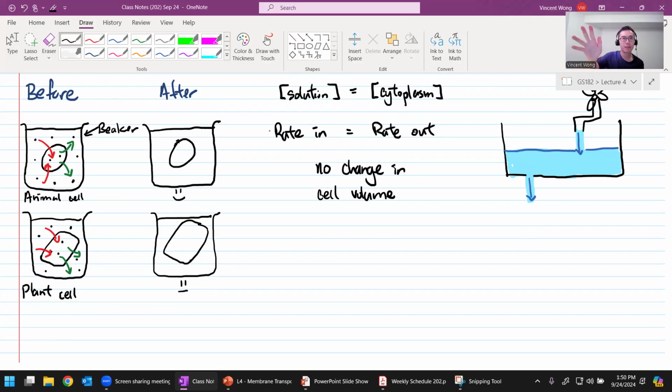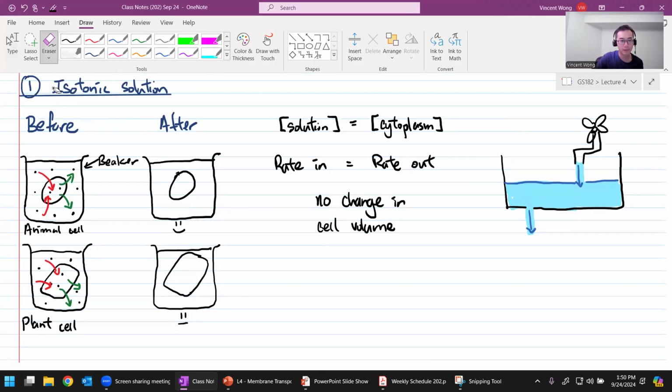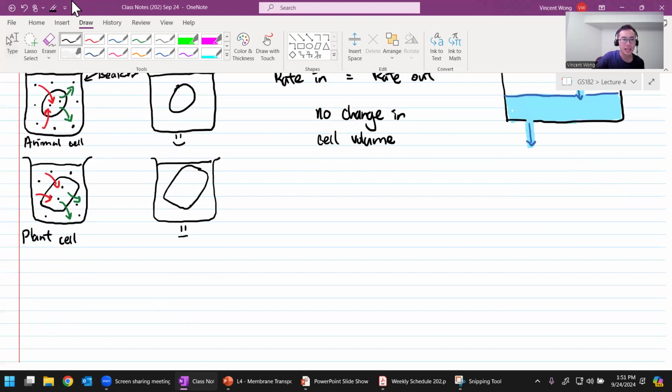So I'm guessing your cells right now in your body will be in an isotonic environment. They're happy. Unless you are super dehydrated, you haven't been drinking water all morning, then maybe they're not isotonic anymore. So let's take a look at what the second situation is. Second situation is hypertonic solution.